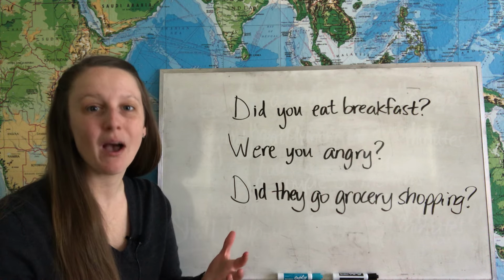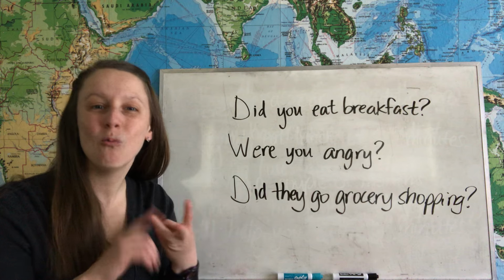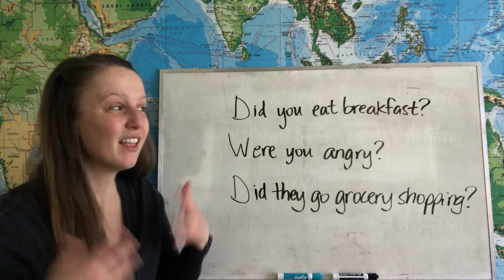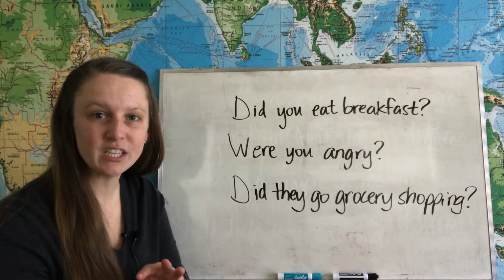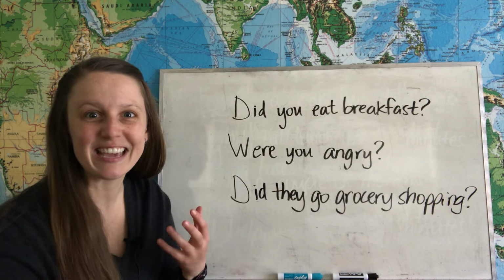Today we're going to talk about information questions with where, why, when, and what time in the simple past. You'll notice what I have on the board here is actually some yes or no questions, and we're going to practice changing them to information questions and seeing what kinds of answers they get. So let's look at our first example.